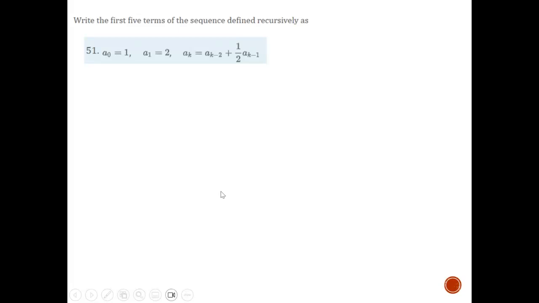Okay, now, again, this is also recursive. It says, write the first 5 terms of the sequence defined recursively. Okay, they give us A0 and A1. Okay, here's the formula.